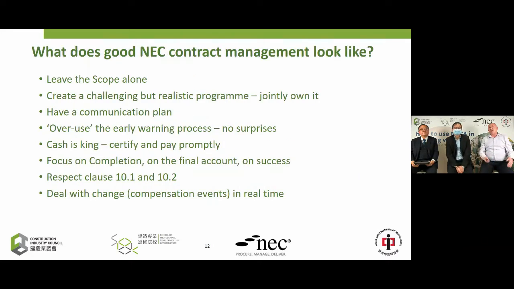So what does good NEC contract management look like? Once we're in contract, so the previous one was getting into contract, this is in contract. What does it look like? Surely leave the scope alone. Don't change it. If you change it, you've got problems.